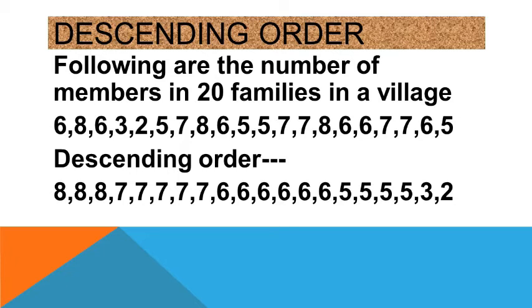Then comes the number 6. 6 has been written 6 times in the data, so we are also writing it 6 times. In the same way, number 5 we have written 4 times, and again the number 3 and number 2 have been written one time. Why? Because they have also been written one time in the data. So, now we have understood how to write in ascending and descending order.